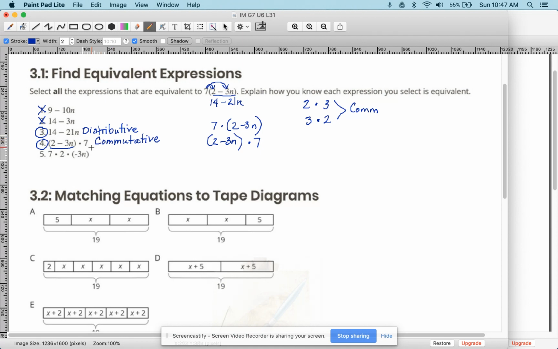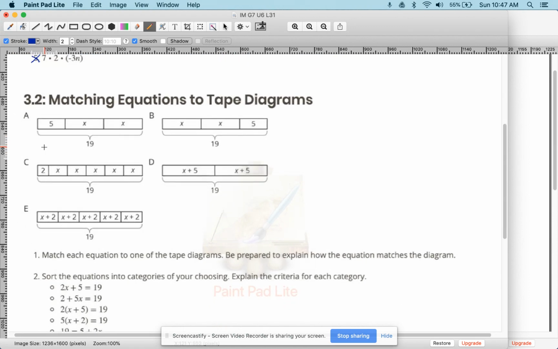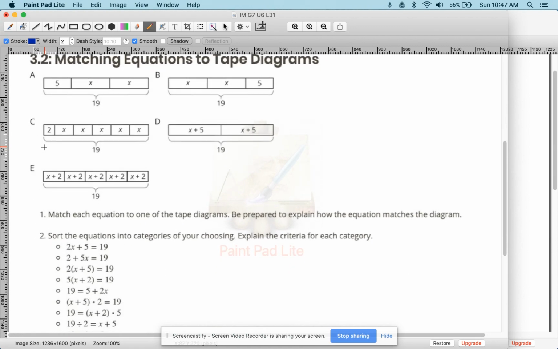The last one says 7 times 2 times 3n. Well, because this 2 minus 3n is in parentheses in my original problem, you cannot separate each one. This is not the same problem. It's not the same expression. So only number 3 and number 4 are the same up there. Let's move on to our second section.